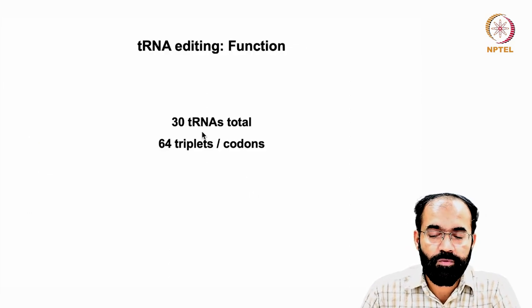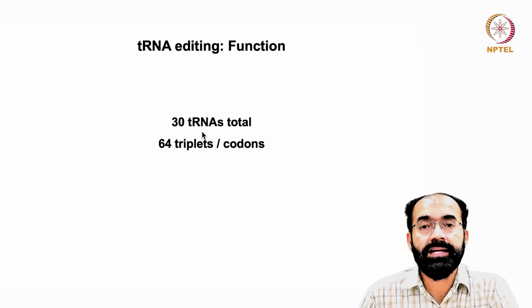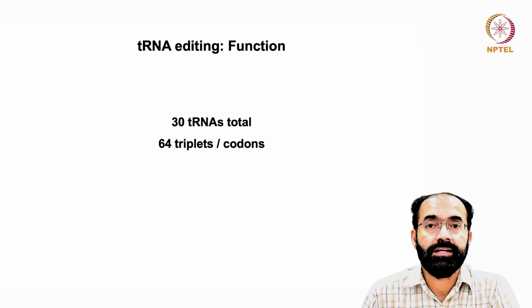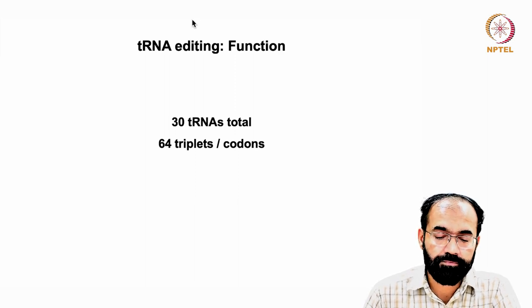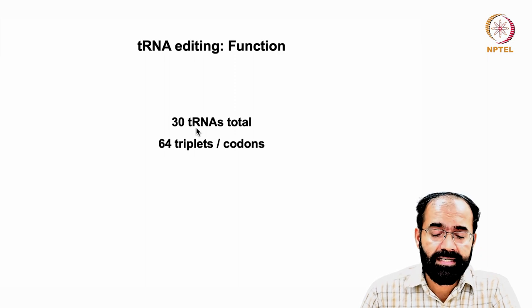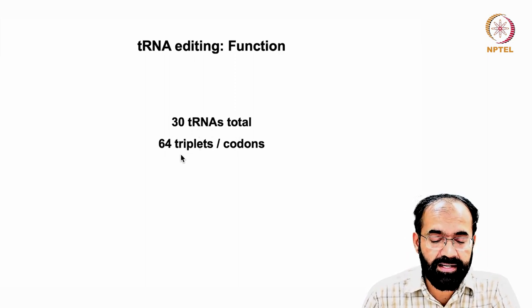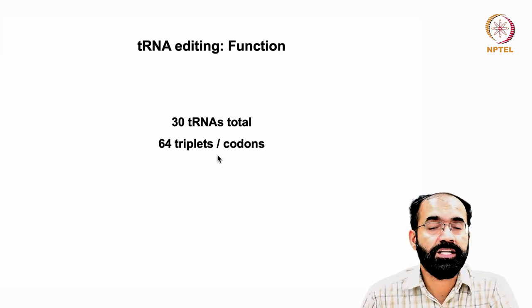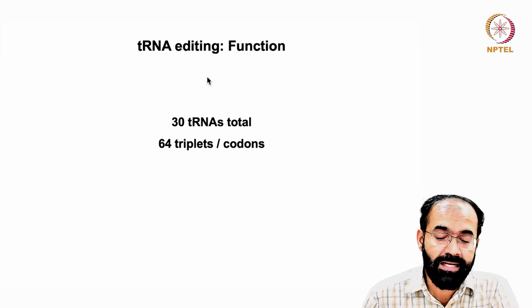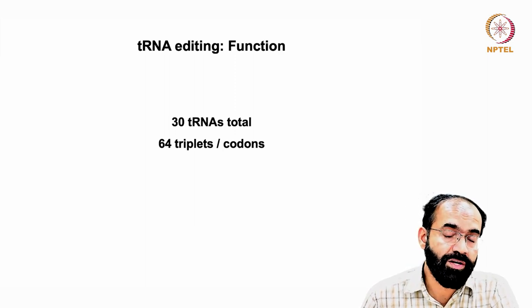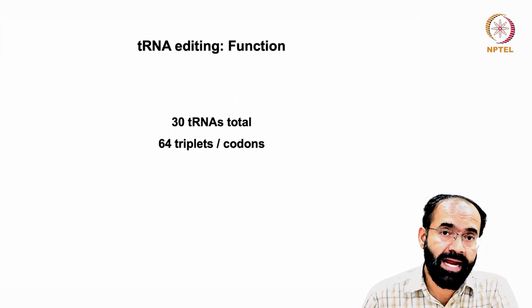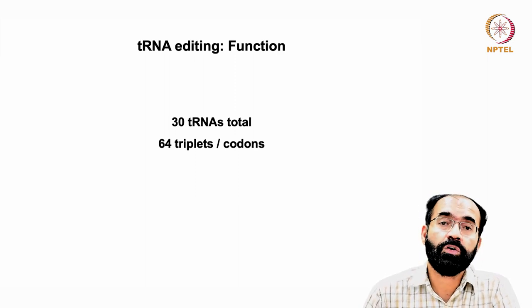So let us quickly see what tRNA editing is. tRNA editing, we discussed in the earlier class, is where an existing base now undergoes an alteration with a purpose. A total of 30 different tRNAs have to cater to 64 triplet codons, of which 61 bring in amino acids and 3 do not. We have around 30 different tRNA genes and around 20 different amino acids, which will be brought in together with the tRNA, and this has to cater to 61 codons of the total 64 codons.